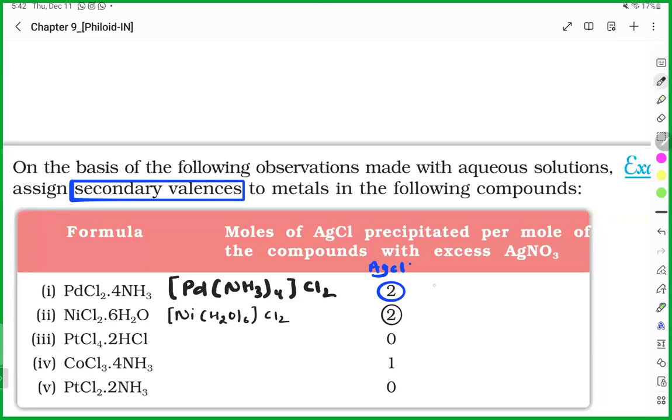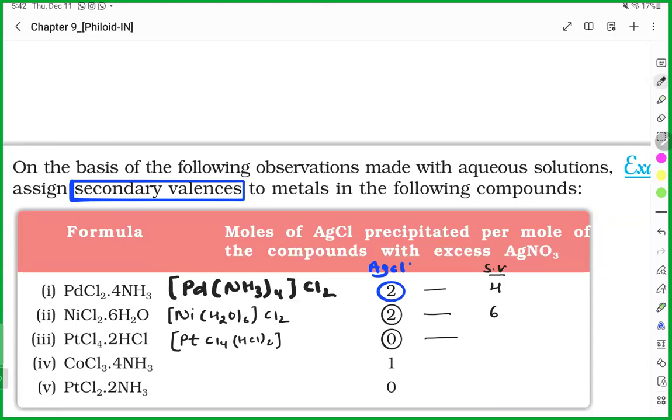So what will be the secondary valency in case of the first compound? Is it four? Yes, because within the bracket there are four molecules. What is the secondary valence in the second compound? 6. Very good. Third case, no AgCl is formed, meaning no chlorine will be outside. How should I write the formula? Cl4, 2 times. Correct? Because nothing is outside. That's why AgCl is zero, right?